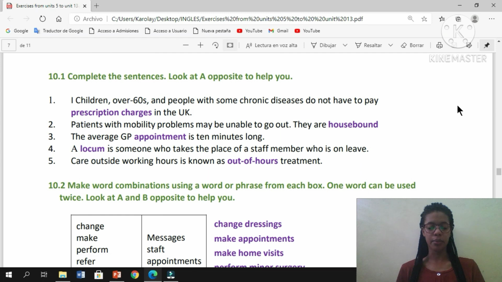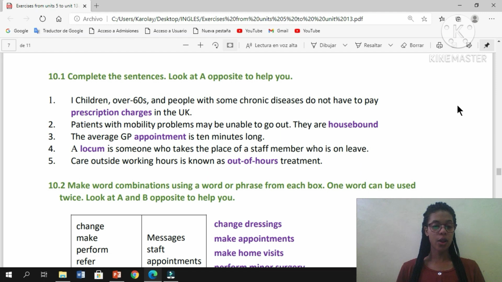Exercise Unit 10. Complete the sentences. Look at A opposite to help you. Children, older people, and people with some long-term diseases do not have to pay prescription charges in the UK. Patients with mobility problems may be unable to go out to work. They are housebound. The average GP appointment is 10 minutes long.